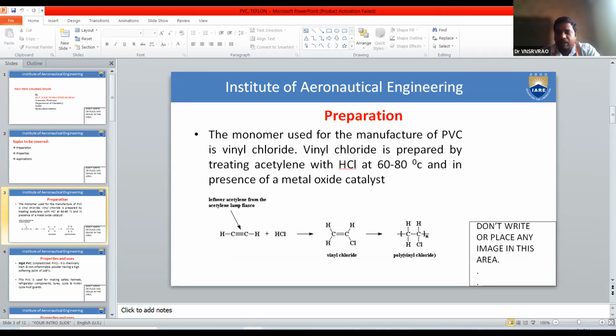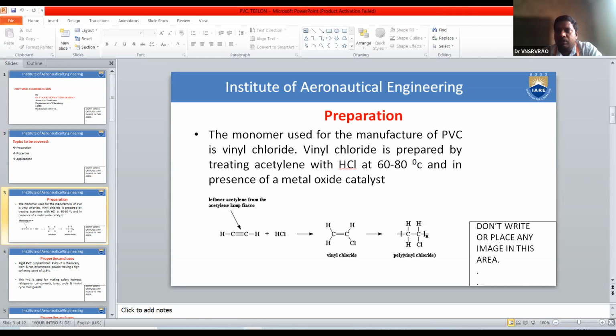So this vinyl chloride will undergo addition polymerization. This vinyl chloride undergoes addition polymerization to give polyvinyl chloride. Okay, see the product. It is nothing but CH2 double bond CHCl with n moles. Already discussed about this small n.